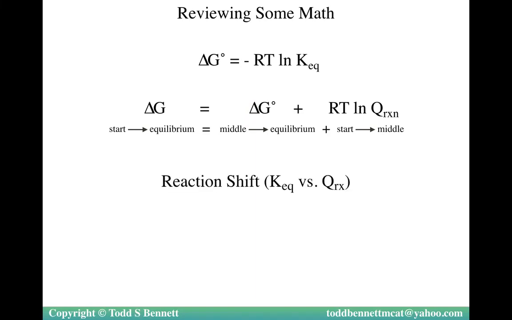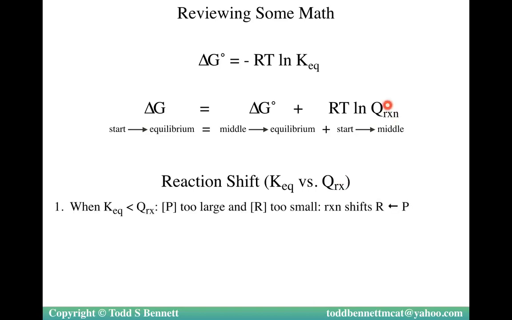This is just straight GChem memorization. Toss it in there because it's just a cool way to remember it. Q is where it's at. K is where it wants to be. So if Q is more than K, K equilibrium is less than Q, then that means your product, your numerator, is too large and your denominator is too small. So it needs to go from products, which is too large, to reactants, too small, which means it's going to shift backwards. So delta G for that would be positive.